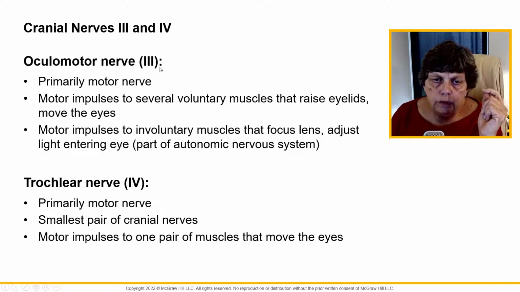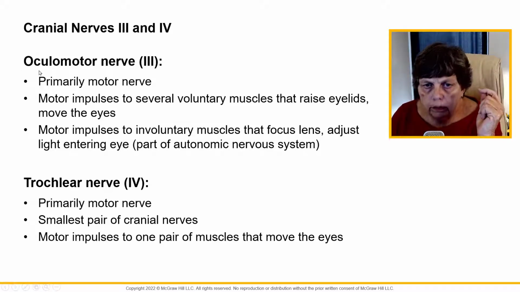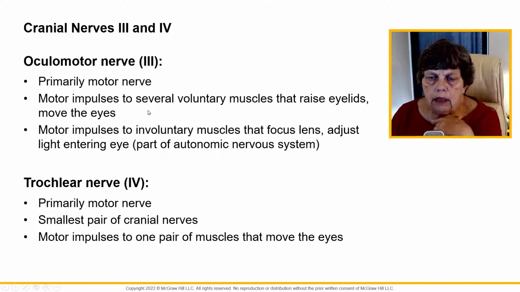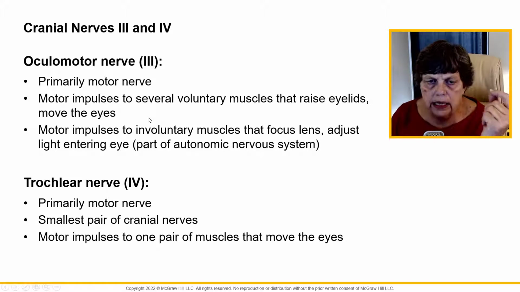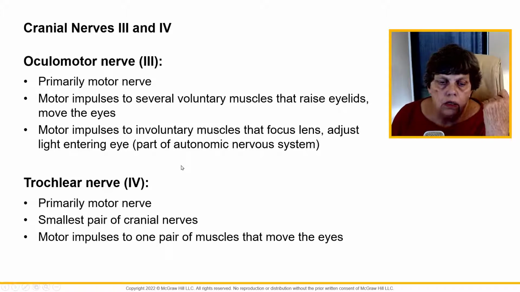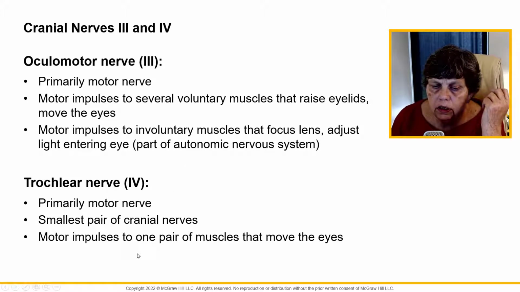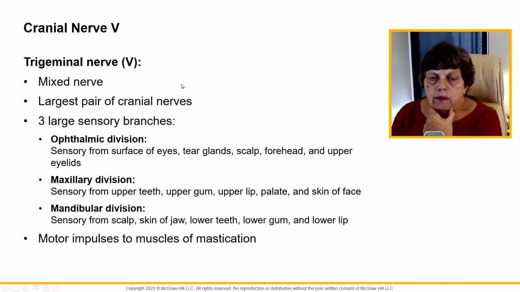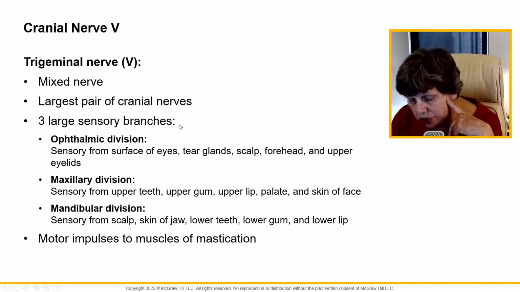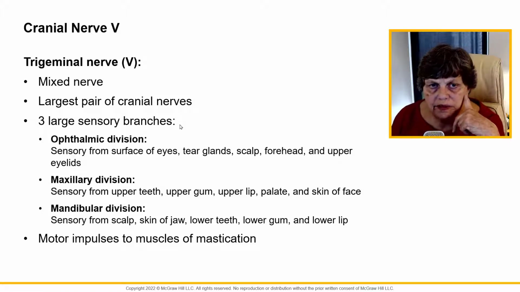Oculomotor nerve, number 3, motor nerve. Okay, you're talking about these muscles that raise the eyelid, move the eyes. So that name pretty much says it all by itself. The trochlear nerve, which is number 4, this is motor impulses to one pair of muscles that move the eyes. Trigeminal, most people are pretty familiar with this in terms of, you get TMJ, you're irritating some of that nerve. That is cranial nerve number 5.